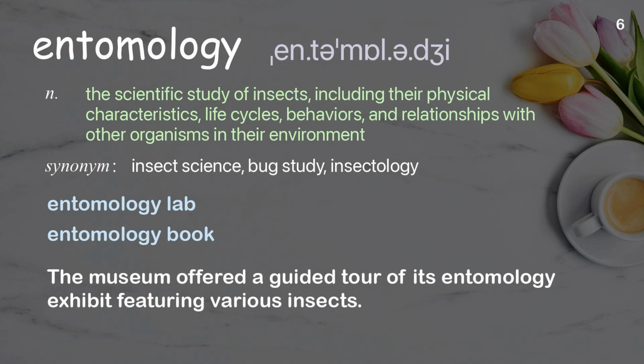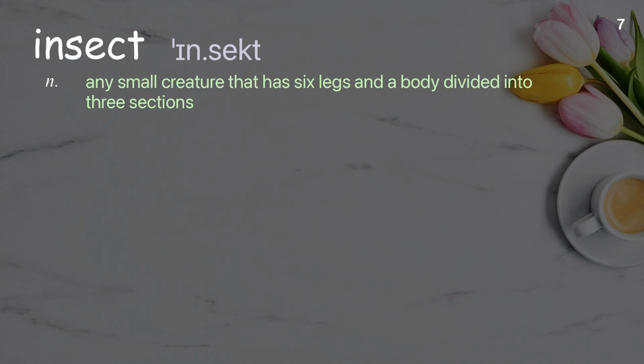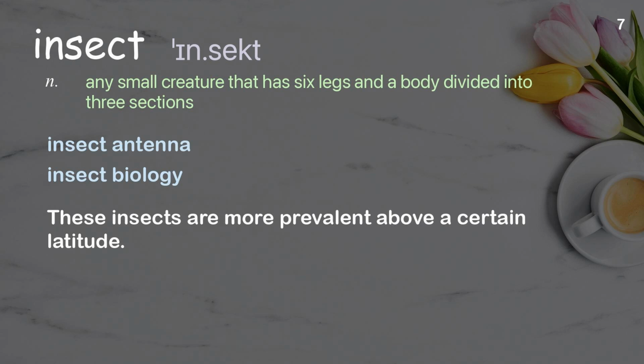Insect. Any small creature that has six legs and a body divided into three sections. Examples. Insect antenna. Insect biology. These insects are more prevalent above a certain latitude.